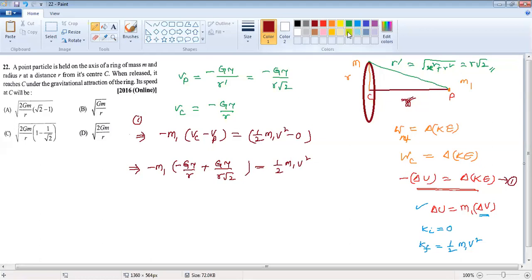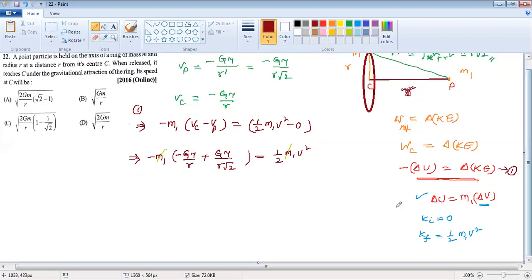Now m1 is cancelled. Now this moves across, so we multiply with the minus here and take common the GM by r. We take common the minus GM by r, then minus becomes plus. Now this is 1 minus 1 by root 2. That should be equal to v square.